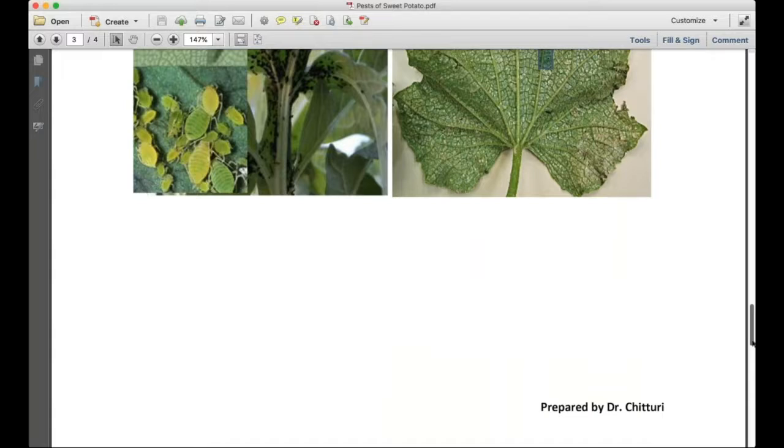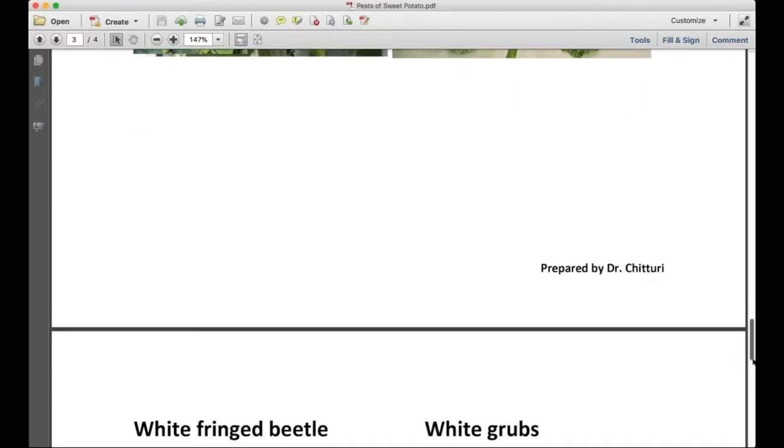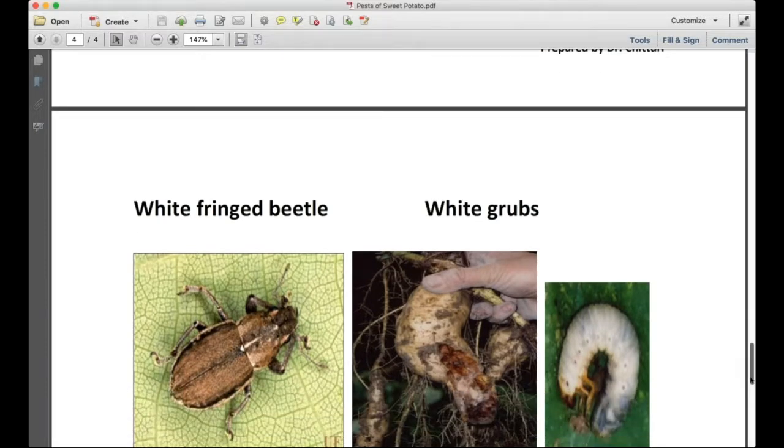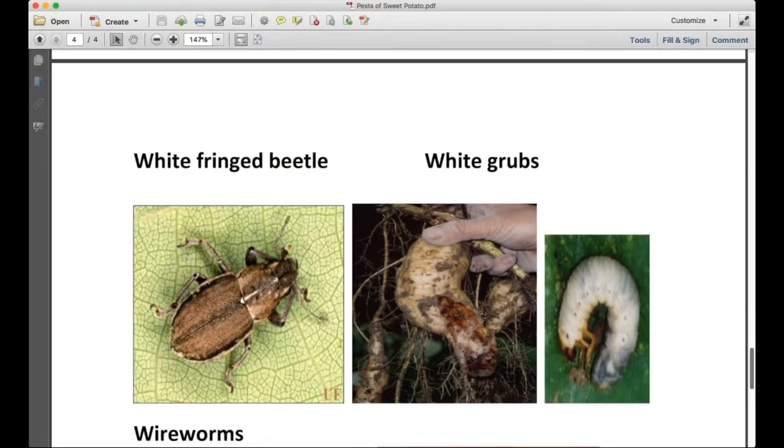And then the next one, I would like to switch to the underground, the tuber infesting beetle insects. So as you can see, sweet potato has slightly different pest dynamics compared to what we discussed with squash and tomato. Here we have to focus on the below ground yield, because it's the tuber that we will primarily be focusing on when growing sweet potato.